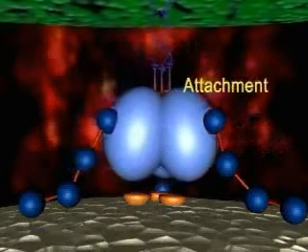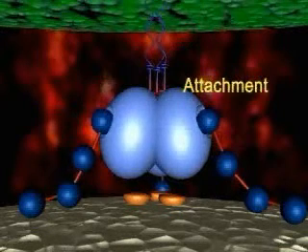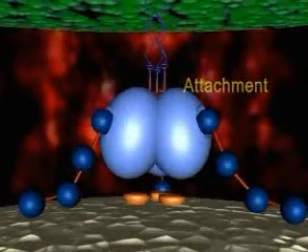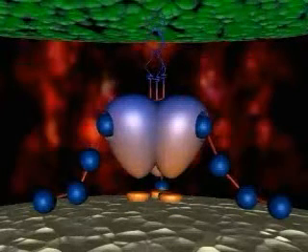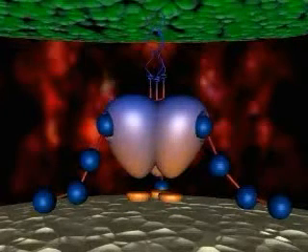Step 1 is termed attachment and proceeds with the binding of GP120 to the CD4 receptor. This binding process is thought to induce a conformational change in the structure of GP120.